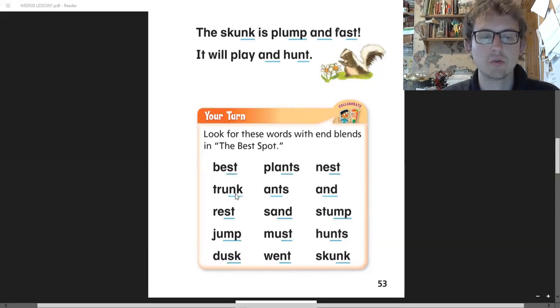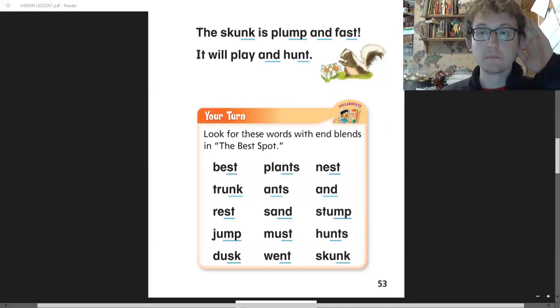Best, trunk, rest, jump, dusk, plants, ants, sand, must, went, nest, and, stump, hunts, skunk. Okay, so let's read all of this together. Your turn. Look for these words with end blends in the best spot.